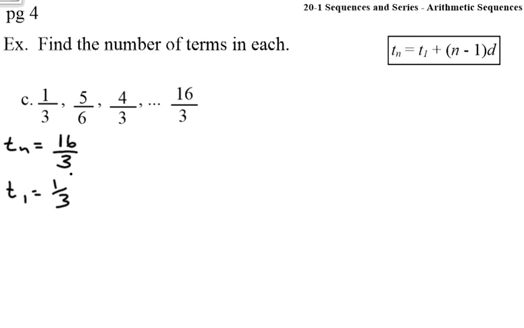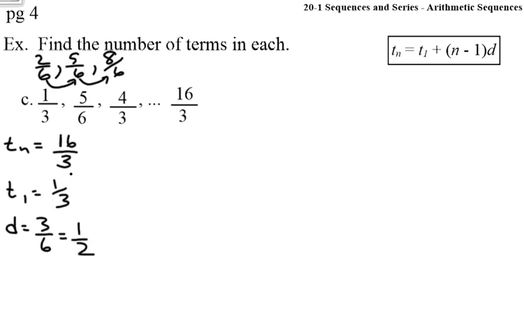Now the d value, a little tricky. I'm going to make everything sixths. This is really 2/6, 5/6, 8/6. Well, 2/6 to 5/6 is plus 3 sixths. 5/6 to 8/6 is plus 3 sixths. So our d value is positive 3 sixths, which is just 1/2. So our d value is 1/2.